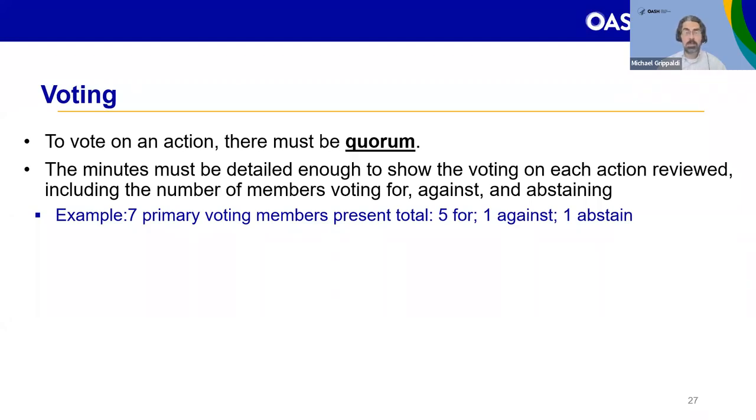Now, there are several reasons why a member might abstain. For instance, they might have missed part of the discussion by arriving late, or they didn't have the opportunity to review the research ahead of time.